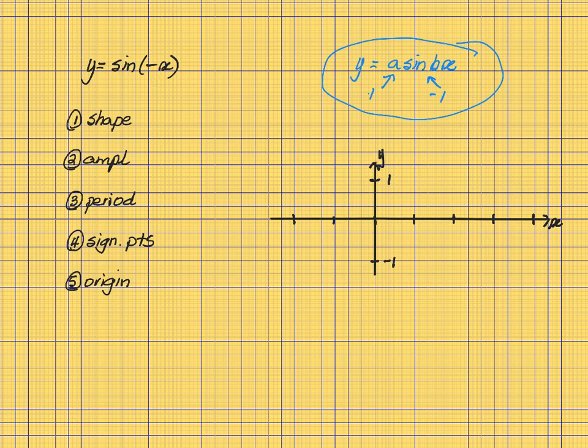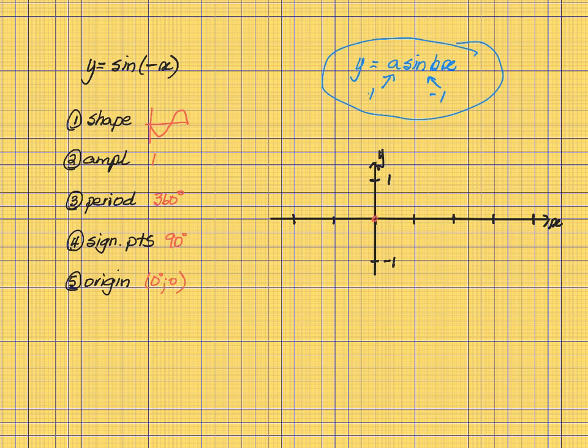So let's go on to the shape. The shape is going to be a reflected sine function. The amplitude is going to be 1. The period is 360 degrees. Significant points still every 90 degrees. And it'll go through the origin at 0, 0.